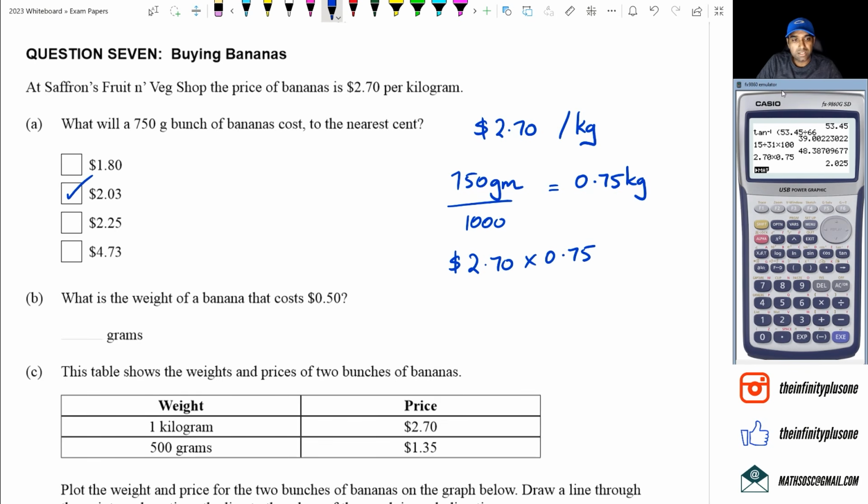Now the next question is asking, what is the weight of the banana that costs 50 cents? I should have done this in a separate way. If it's $2.70 per kg, we can work out the proportion. Think about it like this. I'm going to have to get this space out here. So if it's $2.70 for 1 kg, and we want to know how much it is for 50 cents.